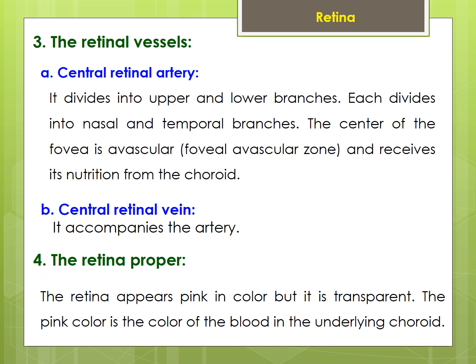The retinal vessels include the central retinal artery and central retinal vein. The central retinal artery divides into upper and lower branches, each divided into nasal and temporal branches. The center of the fovea is avascular, which is called the foveal avascular zone, and receives its nutrition from the choroid. The central retinal veins accompany the artery. The retina proper appears pink in color, but it is transparent. The pink color is the color of the blood supply in the underlying choroid.